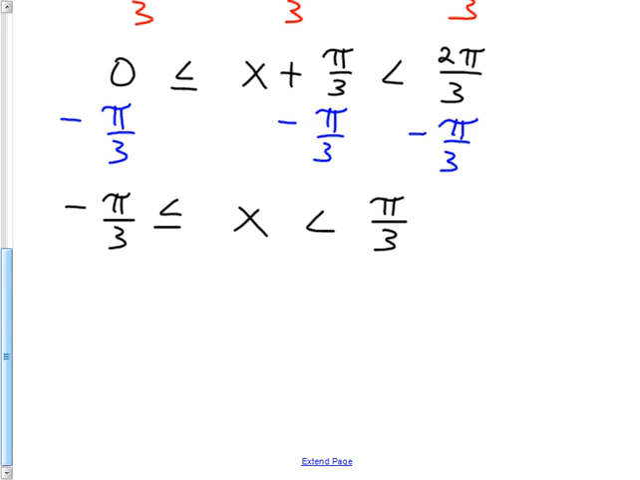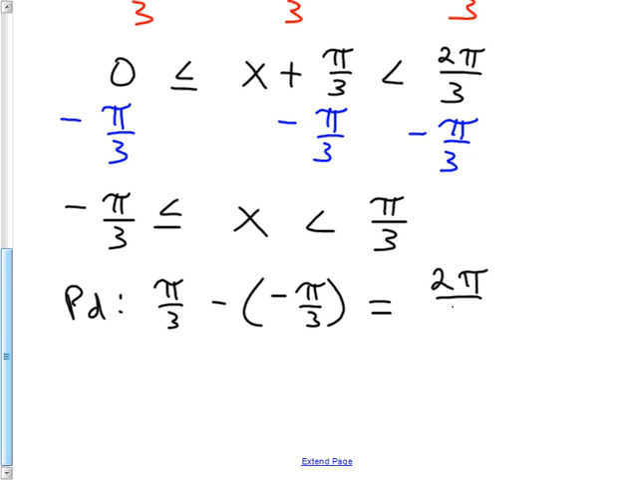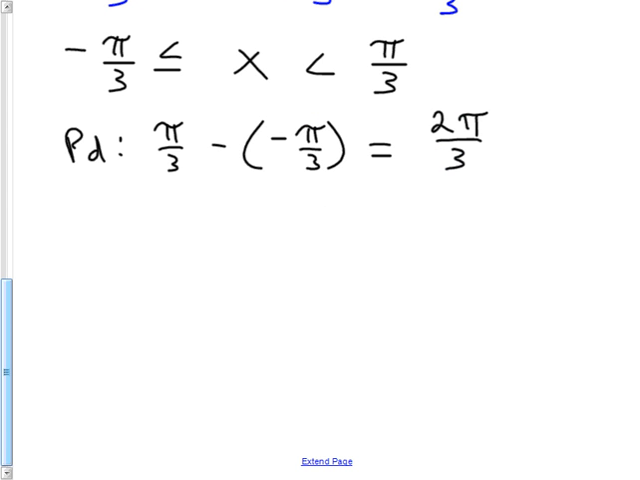So now I'm going to use that to find the period of my function. So the period of my function is going to be my last quarter point, which is pi over 3, minus my first quarter point, which is negative pi over 3. And that's going to be pi over 3 plus pi over 3, which is going to give me 2 pi over 3. So my new period is 2 pi over 3. So I'm going to use my period to break up my interval that I'm going to graph, from negative pi over 3 to pi over 3, into quarter points.